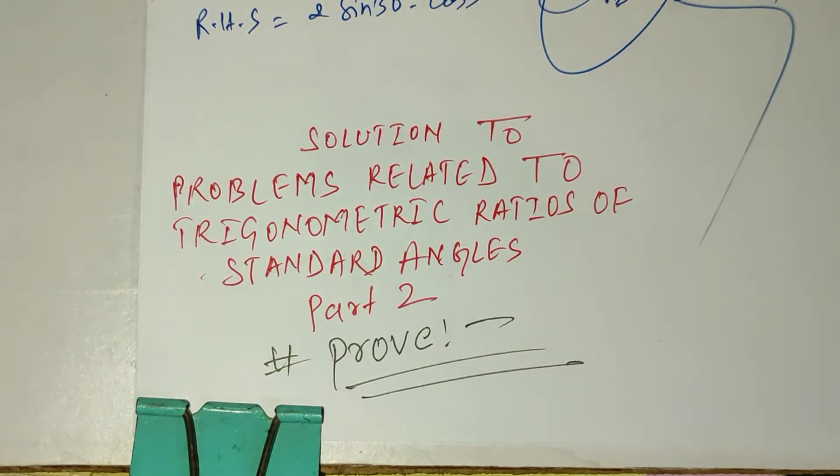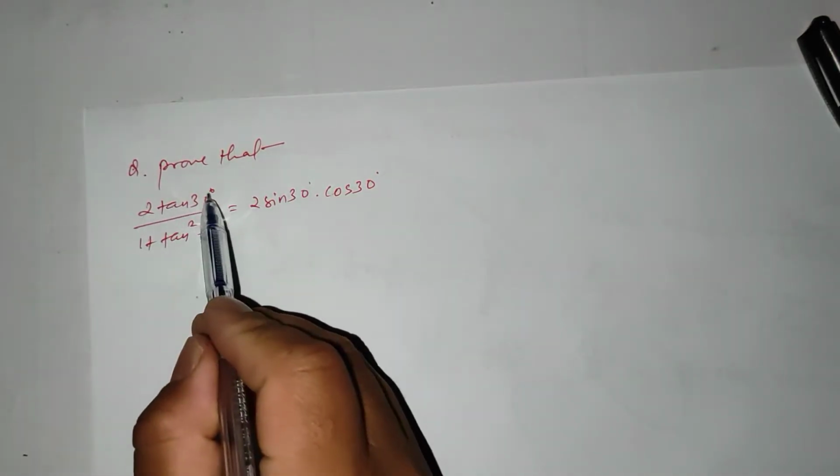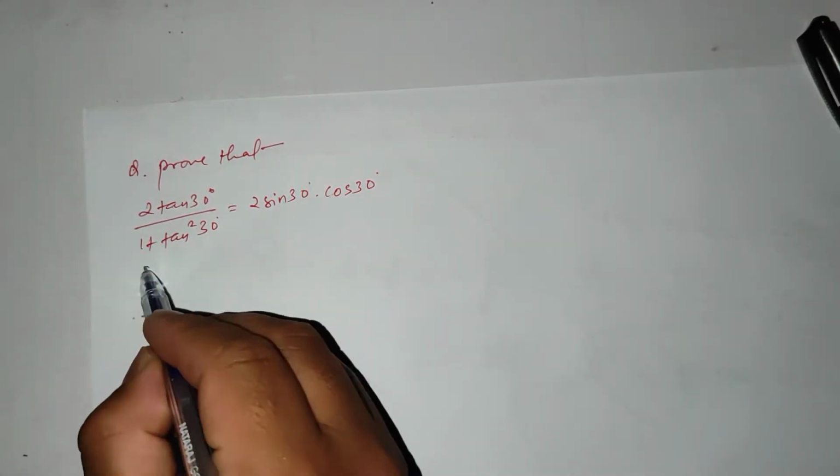Solution to problems related to trigonometric ratios of standard angles, part 2. Prove that 2 tan 30 degree divided by 1 plus tan square 30 degree equals 2 sin 30 degree into cos 30 degree. Solution.